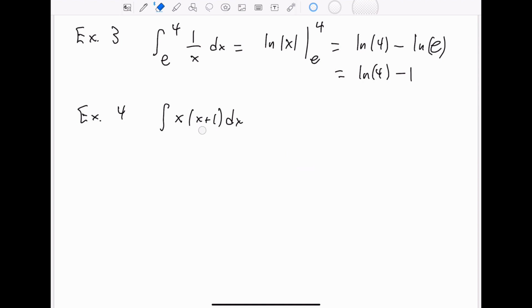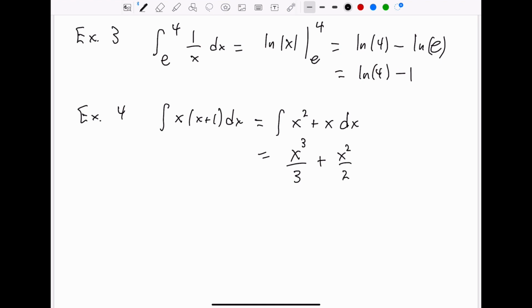The correct way to find the antiderivative is to first distribute the x into the parentheses. We have the integral of x times x is x squared plus x times 1, x. Now that we have separate terms in the integrand, we can integrate these terms separately, and we'll have our answer. The antiderivative of x squared, that's a power, so we increase the power by 1, divide by the new power. The antiderivative of x, x squared divided by 2, add plus c, and there is the correct answer. Let's look at example 5.